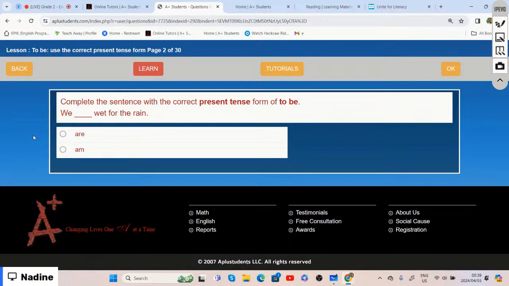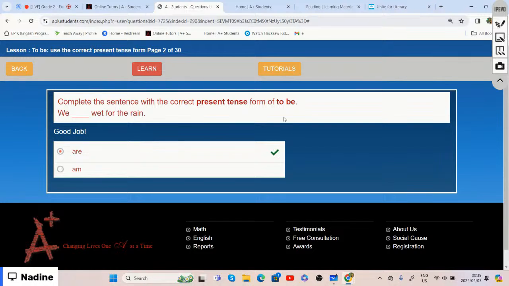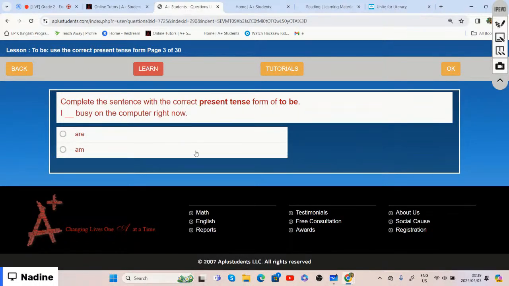All right, and if we choose the correct one, the correct present tense form of the word to be, then we can say we are wet for the rain. So are is correct. So well done. One more, and then we're going on to the past forms.